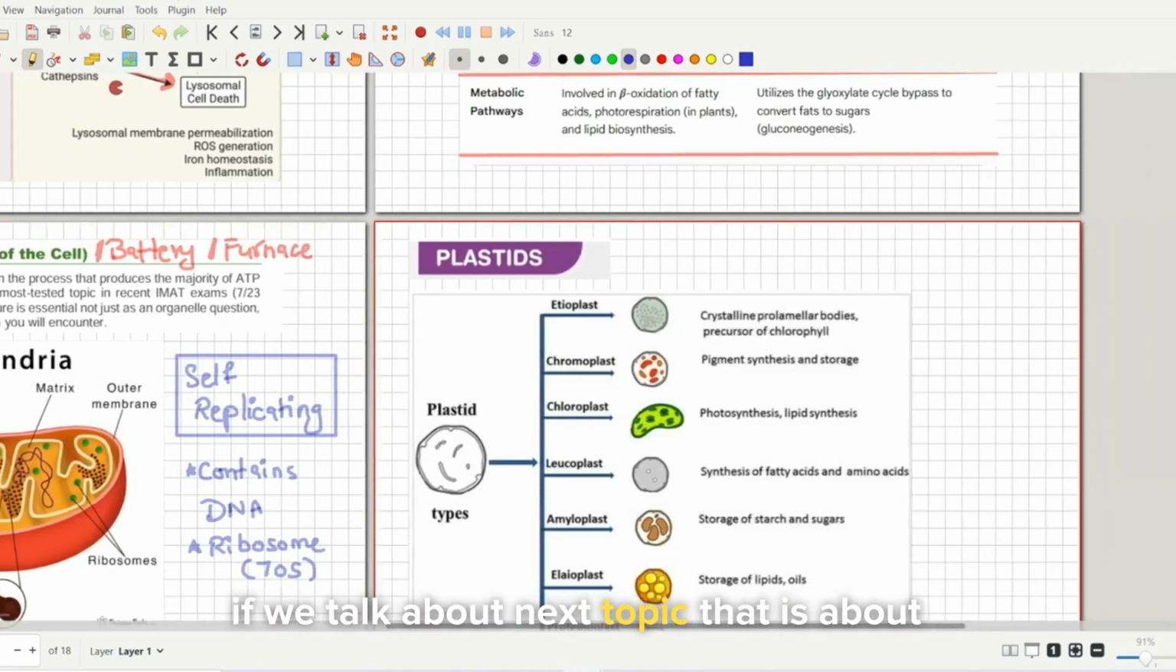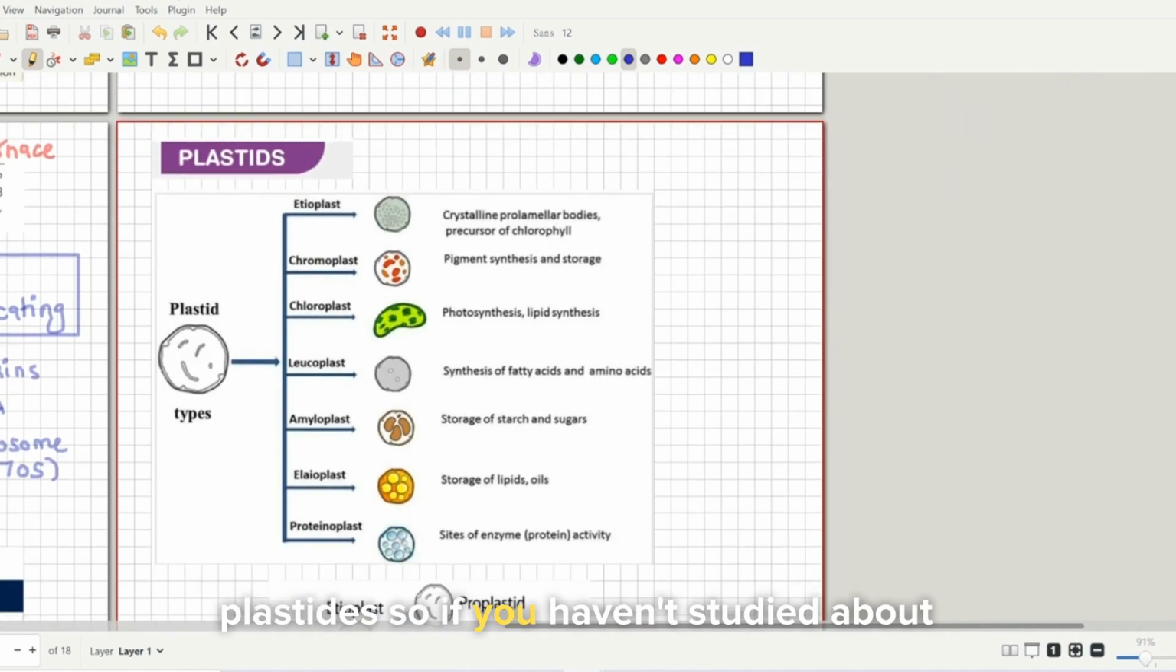If we talk about the next topic, that is plastids. If you haven't studied plastids, then let me tell you what a plastid is.